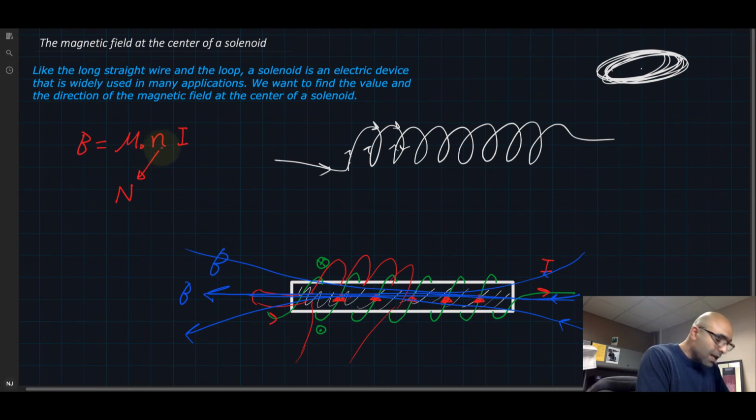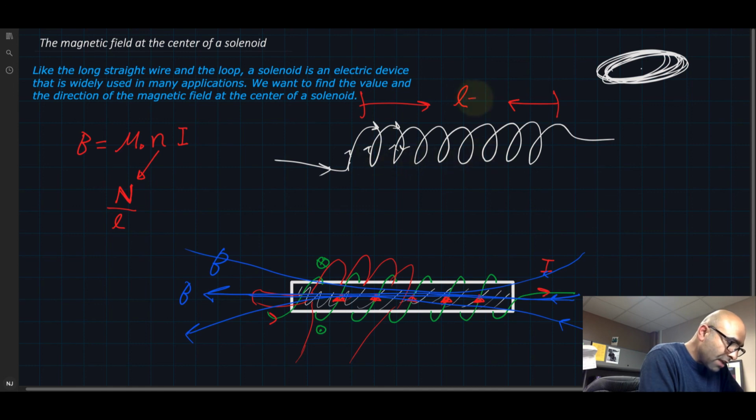Small n is the number of loops per unit length. So small n is equal to the number of loops per unit length. So what is that? If we have this solenoid here, this is the length of it, but how many loops does it have? 1, 2, 3, 4, 5, 6, 7, 8. Let's say the length is 20 centimeters.